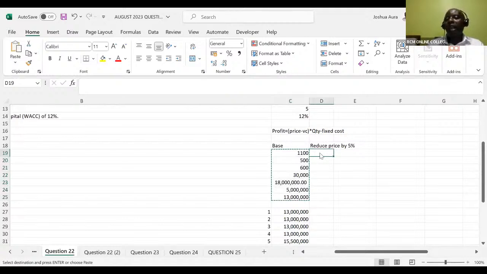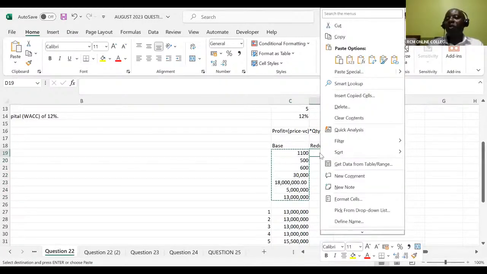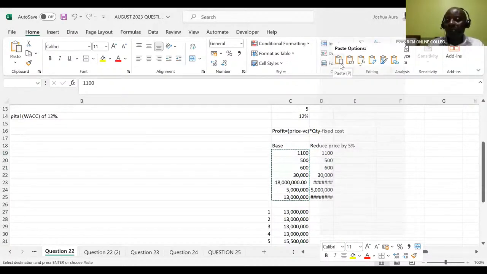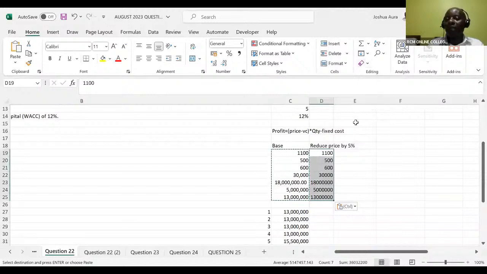You right click. And then you are copying the function with the formulas. Don't copy like this, paste 1, 2, 3 numbers alone, value, no. I'm copying this with formulas. So I copy like that. Now, once I copy, I know that in sensitivity analysis, every other thing else is going to remain the same. The only thing that is going to change is this price, which is reduced by 5%.